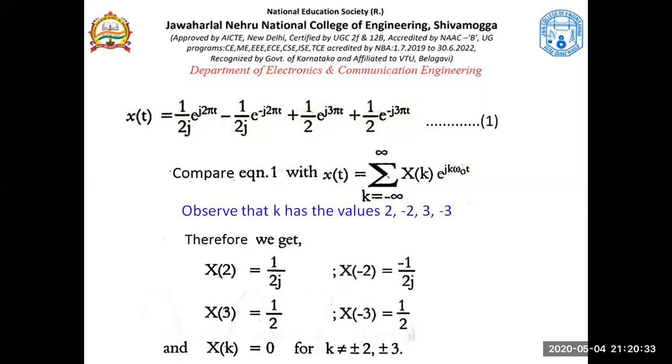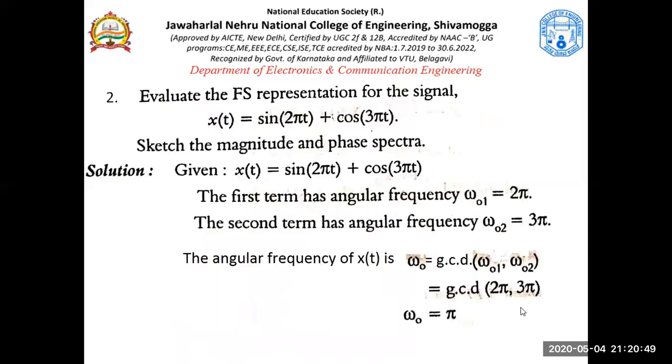Understand? If omega naught is 3 pi, what is k? K is 1. So omega naught is not 3 pi, it is pi. So that's why k is 3. So that's why finding out this omega naught, which is pi, is important. So this you need to understand.